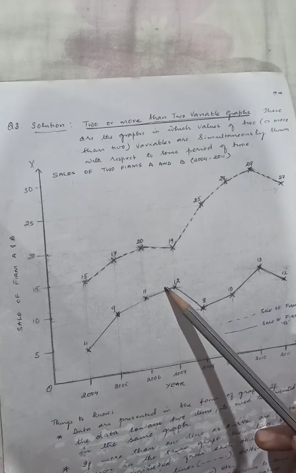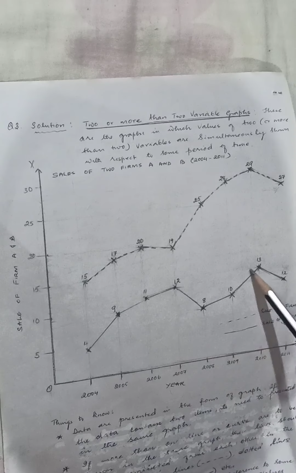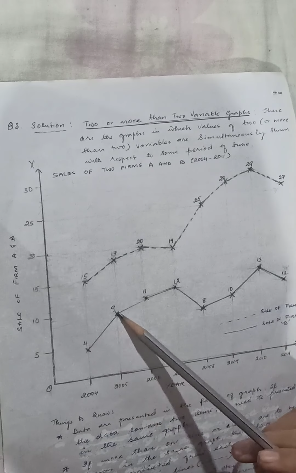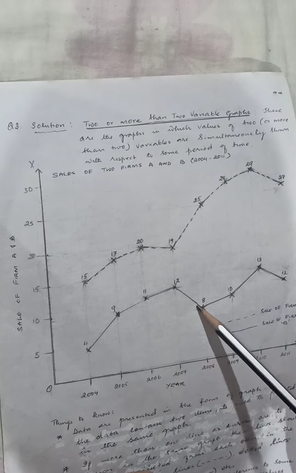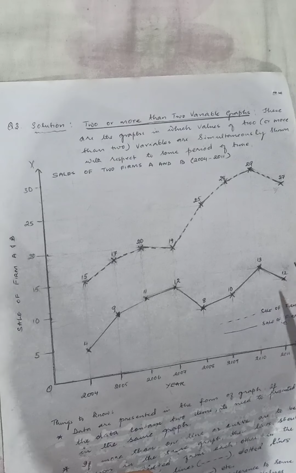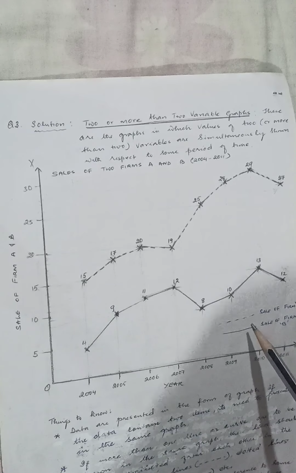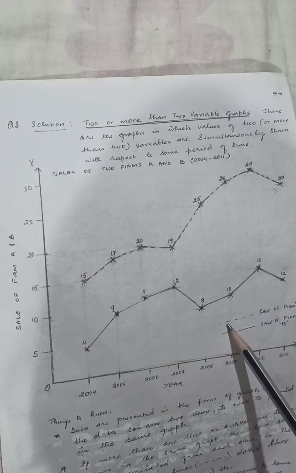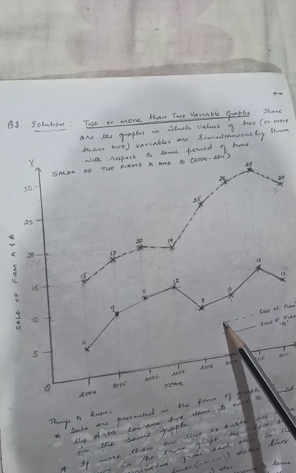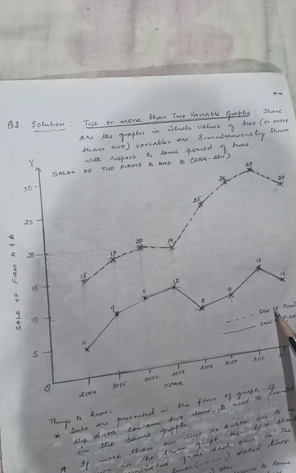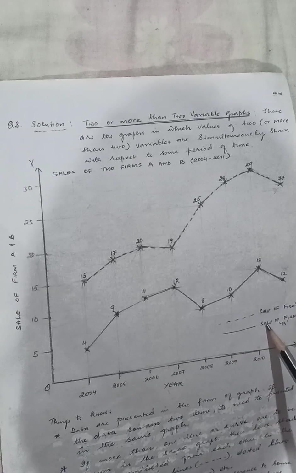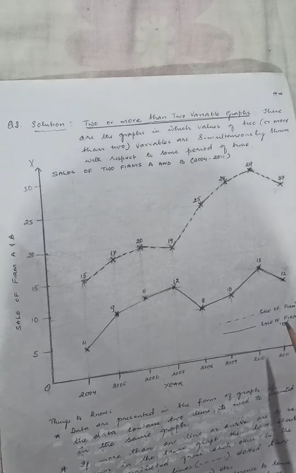In the same way we plot it, and after completing it, with the help of scale and pencil we join the points and then we get the graph. After completing it, we specify it: the broken line represents sale of farm A and the bold line represents sale of farm B.